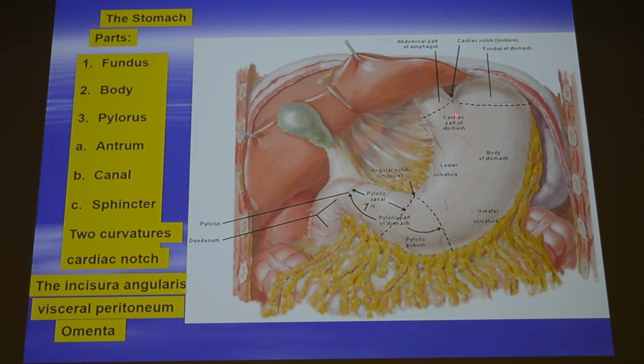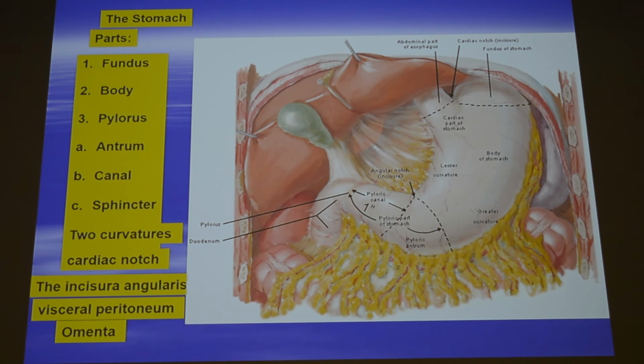Now this is the esophagus. It's joining what is that? Stomach. J-shaped structure, that is the stomach. Now that is the cardiac notch, the angle between the esophagus and the stomach. The stomach has two curvatures, two borders: the upper border which is the lesser curvature and the lower border which is the huge greater curvature.